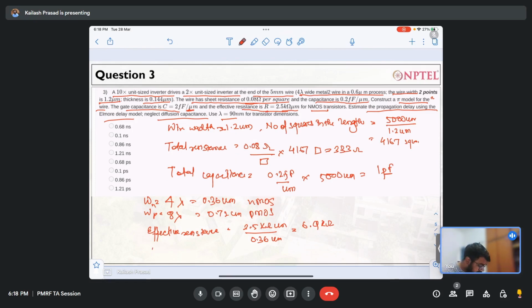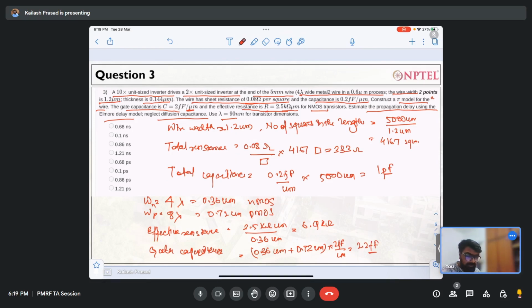Okay, so the gate capacitance will be 0.36 micrometer of NMOS plus 0.72 micrometer of PMOS, multiplied by the capacitance that has been given, which is 2 femtofarad per micrometer. So 2 femtofarad per micrometer, right? So this will be around 2.2 femtofarad. Okay, micrometer and micrometer will get cancelled.